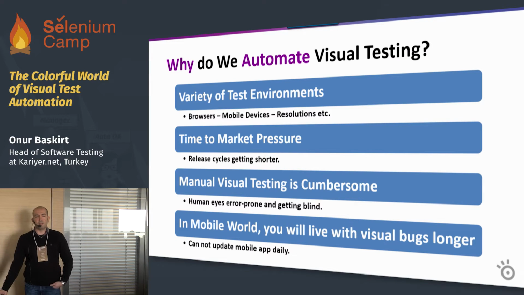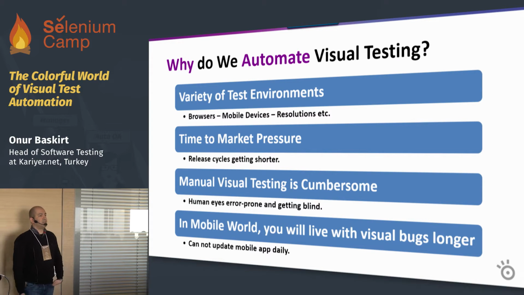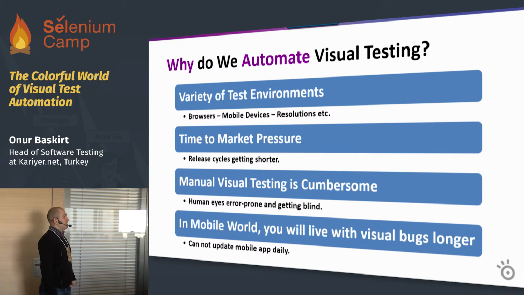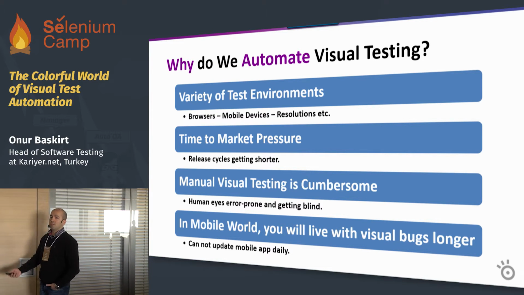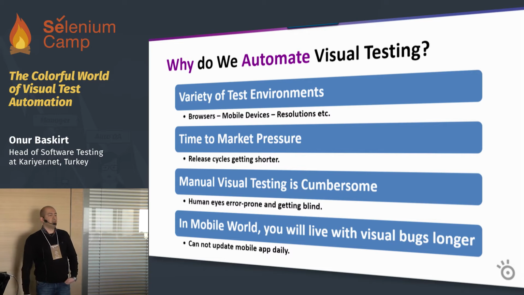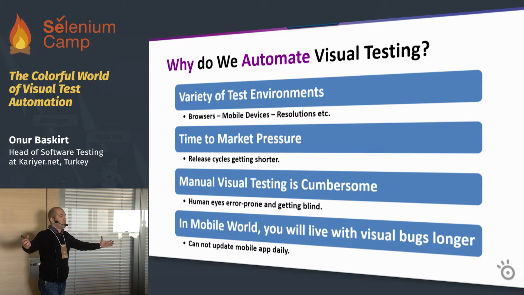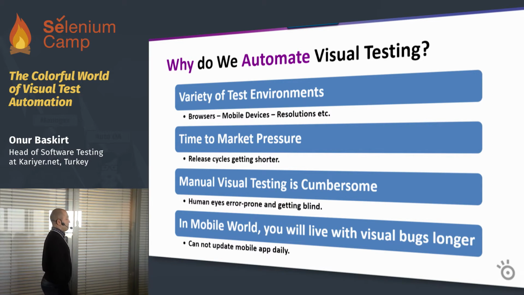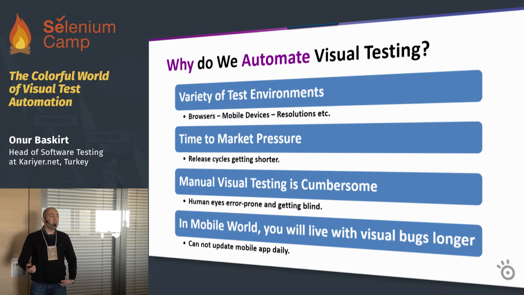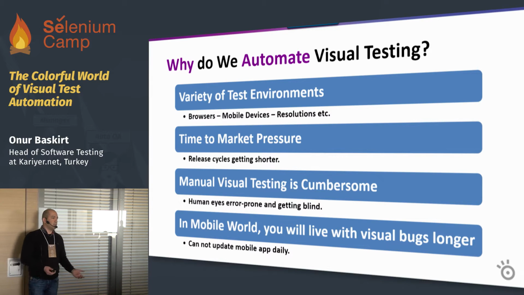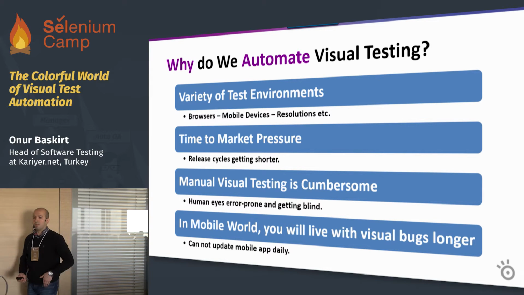So why do we automate? First of all, test metrics actually. There are a variety of mobile devices, browsers, test environments, resolutions. If you multiply that kind of metrics, you will get a very huge test matrix. So it is impossible to cover that kind of test matrix manually. So you need to automate this process.